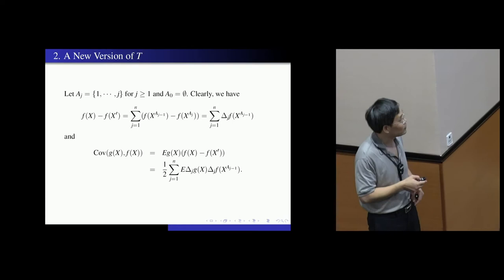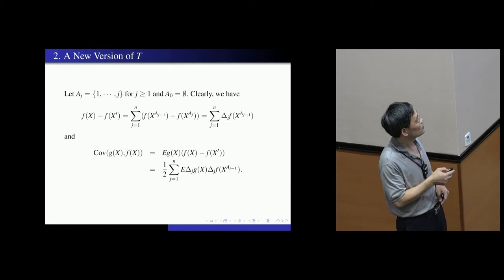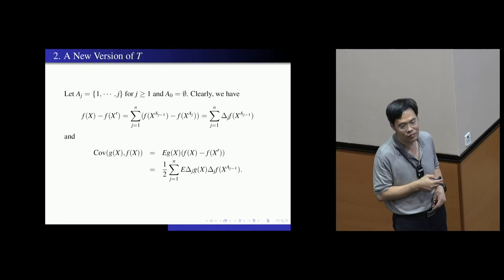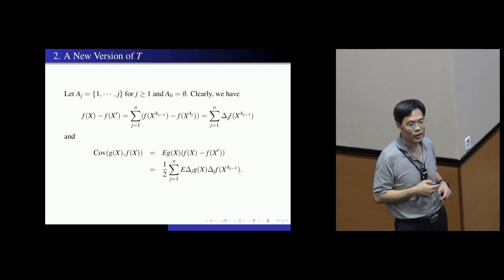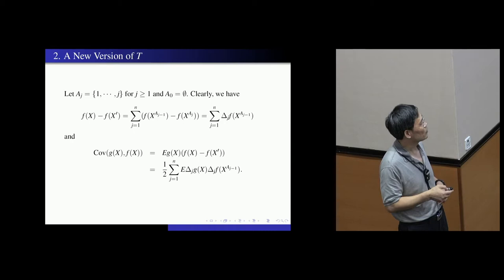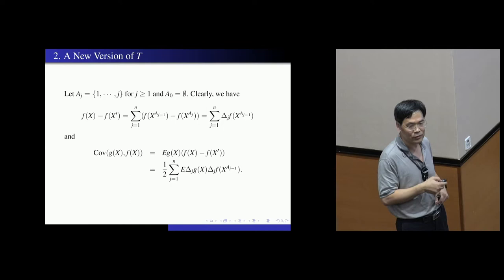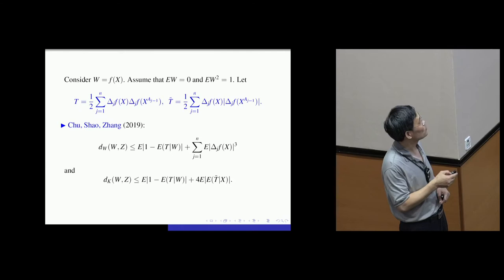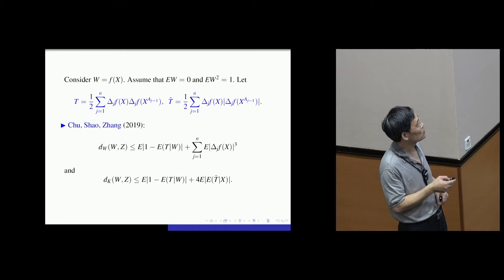We introduce A sub g, the set from 1 to g, all those g integers here. And then, of course, f of X minus f of X prime can be written as f of X A_g minus 1 minus f of X A_g. As long as you have this identity, the next steps are more or less the same. You can introduce the T here. For the covariance function, you still have similar identities, with only one summation, so you can compute it. Then we can introduce T with just one summation, delta j f of x, delta j f of x A_j minus 1, and similarly we can introduce the T tilde, where you change the absolute value.